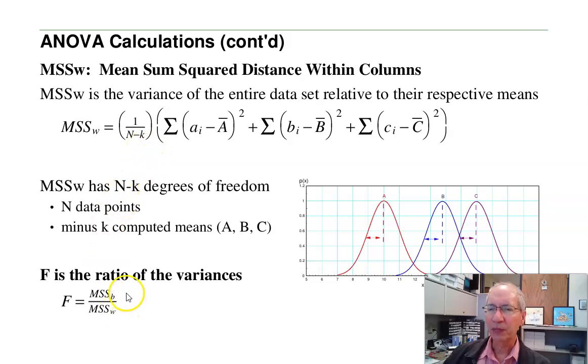Take the ratio of mean sum squared between columns and within columns. That's your F score. Now, I think that's the right way to do it. That's not the standard way to do it, but that's the correct way. That's kind of what you're trying to do here.